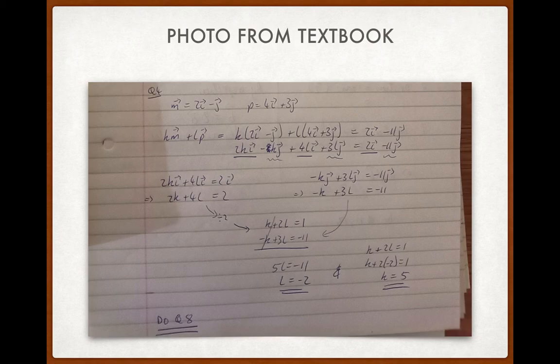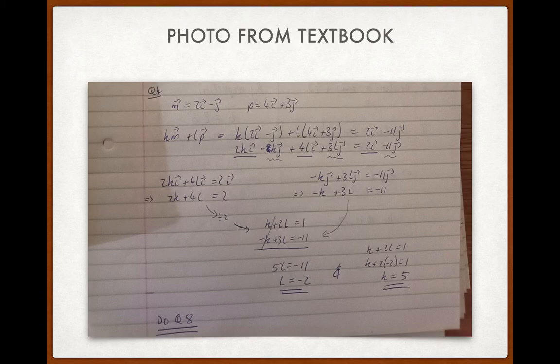And then if the left equals the right, then the total vector on the left must equal the total vector on the right. So what we can do is we can say the i's on the left have to equal the i's on the right, and the j's on the left have to equal the j's on the right. So I've underlined the i terms. 2ki plus 4li equals 2i.